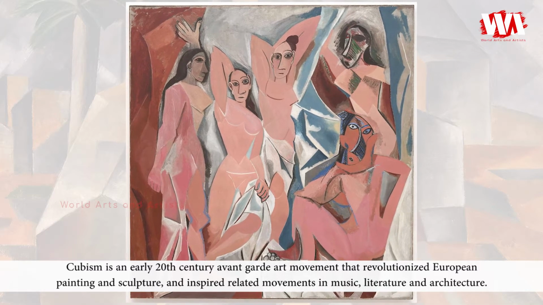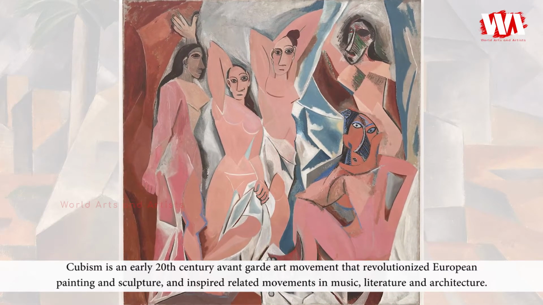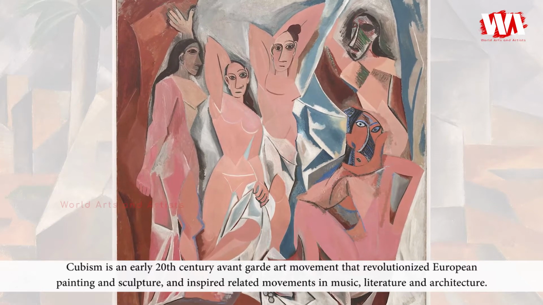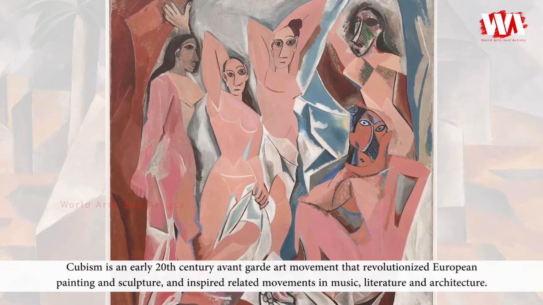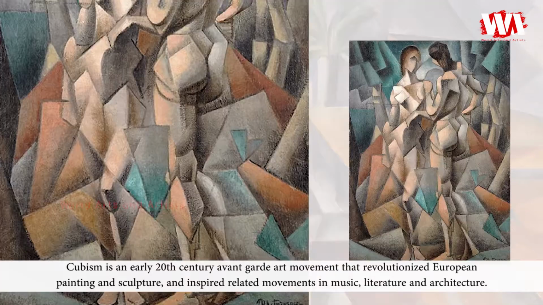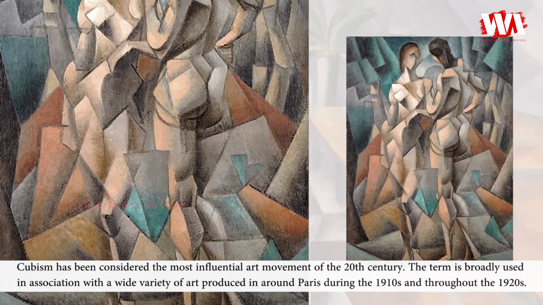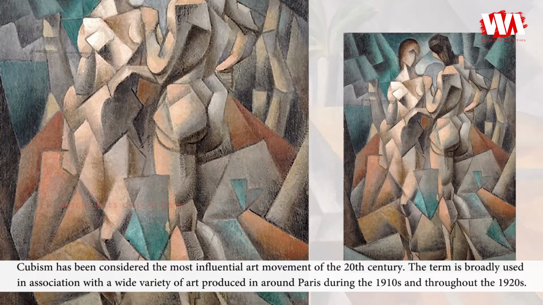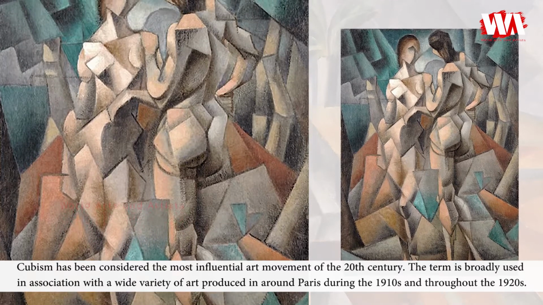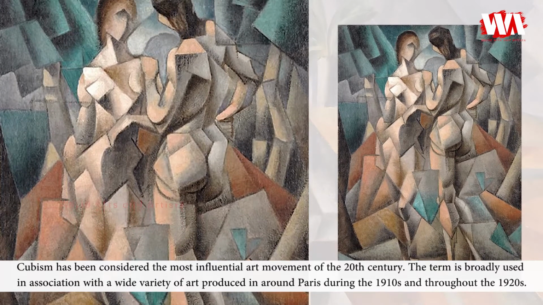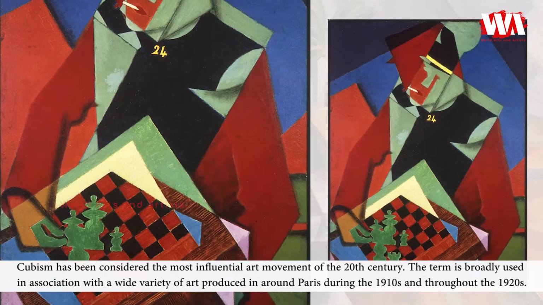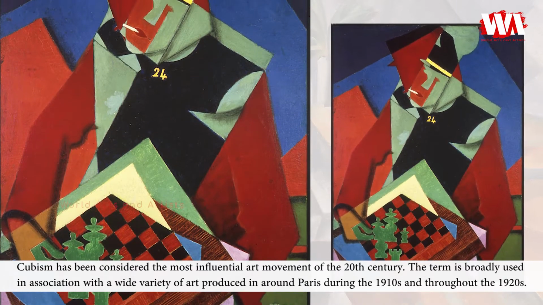Cubism is an early 20th century avant-garde art movement that revolutionized European painting and sculpture, and inspired related movements in music, literature and architecture. Cubism has been considered the most influential art movement of the 20th century. The term is broadly used in association with a wide variety of art produced in and around Paris during the 1910s and throughout the 1920s.